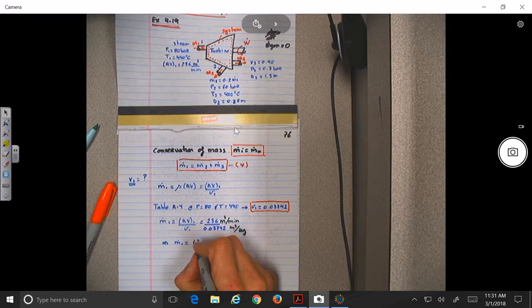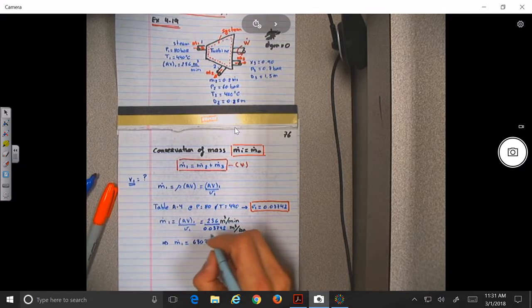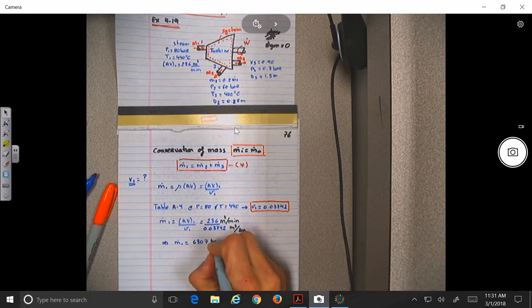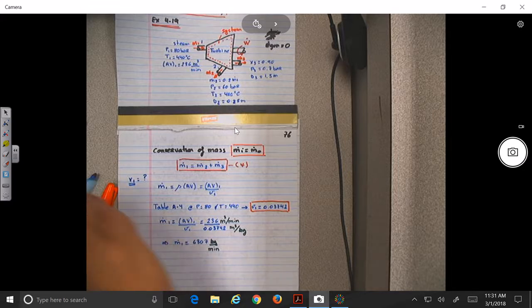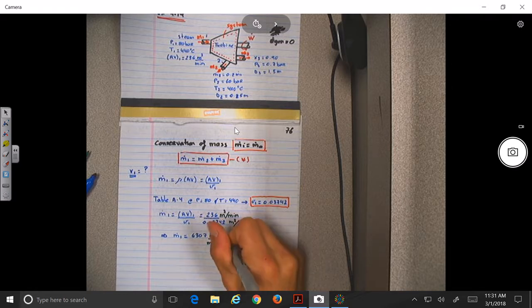So units for these are cubic meters per minute. And this one, 0.03742, what should be the units for this? Per kilogram. So that gives us what? 6,307. Okay, and this should be kilograms per minute, which might be okay, but I think maybe we might have to switch that to seconds.